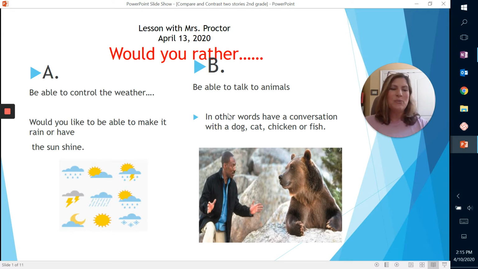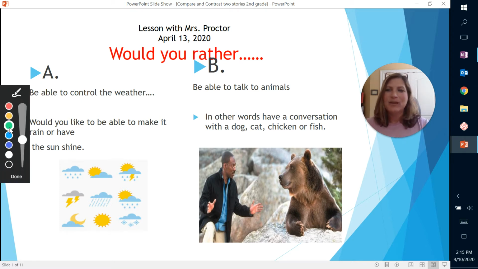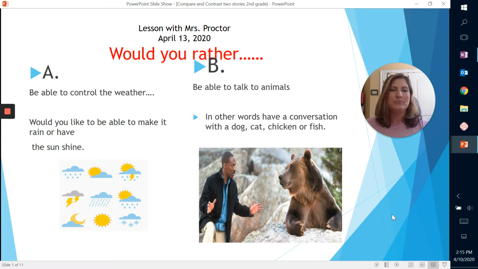All right, so we're going to go ahead and get on with our lesson. Oh, but before we do that, I'd like to tell you which one I would rather like. I would rather like to be able to talk to animals. I wonder which one you would rather like to do. You can send me that message in talking points. I would love to hear from you.